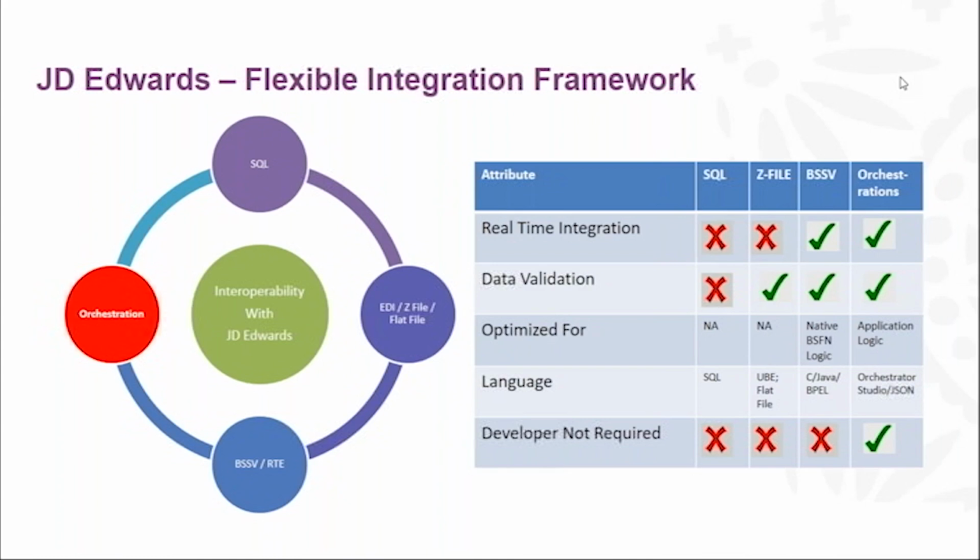but the latest and greatest one, in my opinion, is Orchestrations, because it provides us real-time integration capabilities, gives us data integrity because it uses the core JD Edwards functionality. It's optimized to use the application layer logic, which is an added benefit compared to, for example, business services, which uses a standard business function, master business function layer logic.